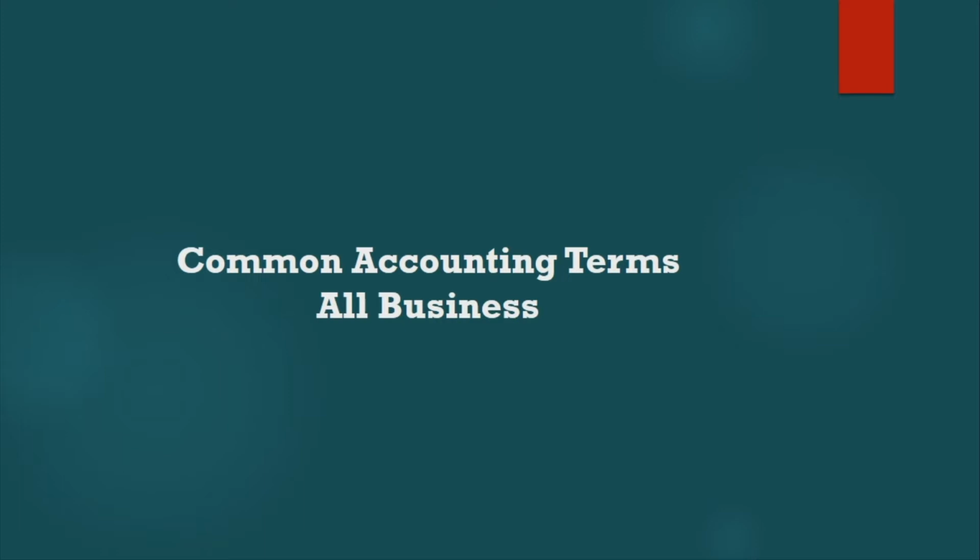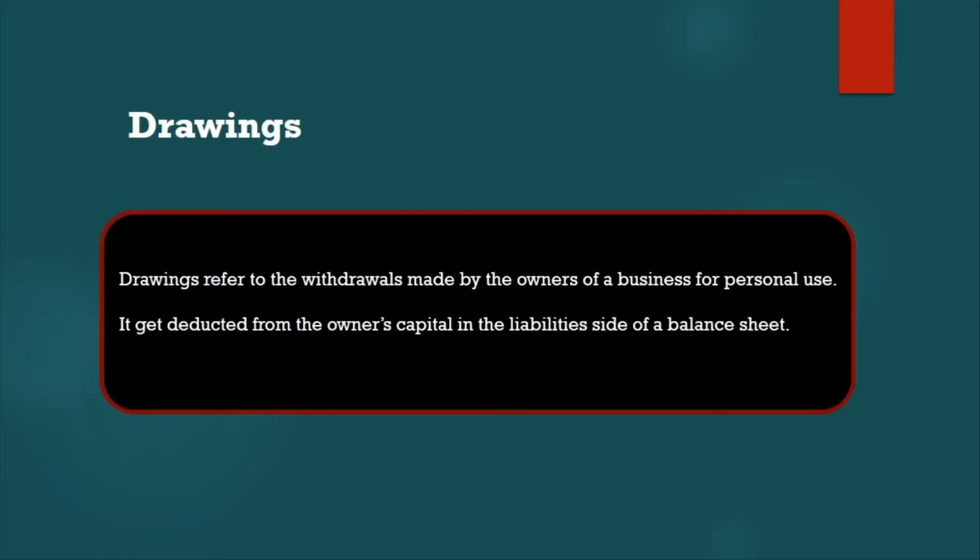I am explaining common accounting terms, correct? So now we are going to see another term: drawings. What are drawings? Drawings refer to the withdrawals made by owners of a business for personal use. For example, equity means the owner is investing in the company, that is the capital, correct? The owner, for personal use, takes money from capital.